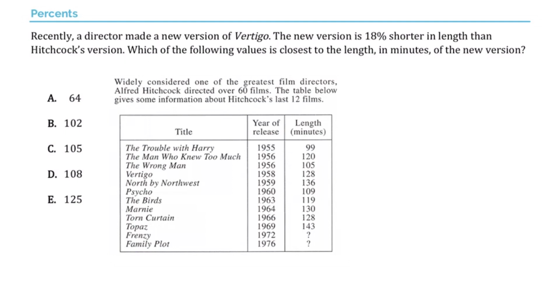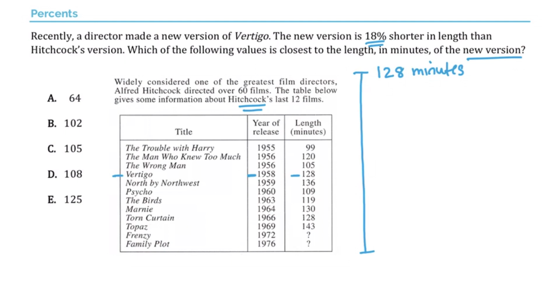So here we go. Recently, a director made a new version of Vertigo. So here's Vertigo right here. Here's the year. Here's the length of time. The new version is 18% shorter in length than Hitchcock's version. And remember, this table is showing us the length of the Hitchcock version. Which of the following is closest to the length in minutes of the new version that is 18% shorter? So we're going to do this one the exact same way we did the first one about the $49.95 with the 20% discount. What we have here is that 100% of the length of Hitchcock's version is 128 minutes.